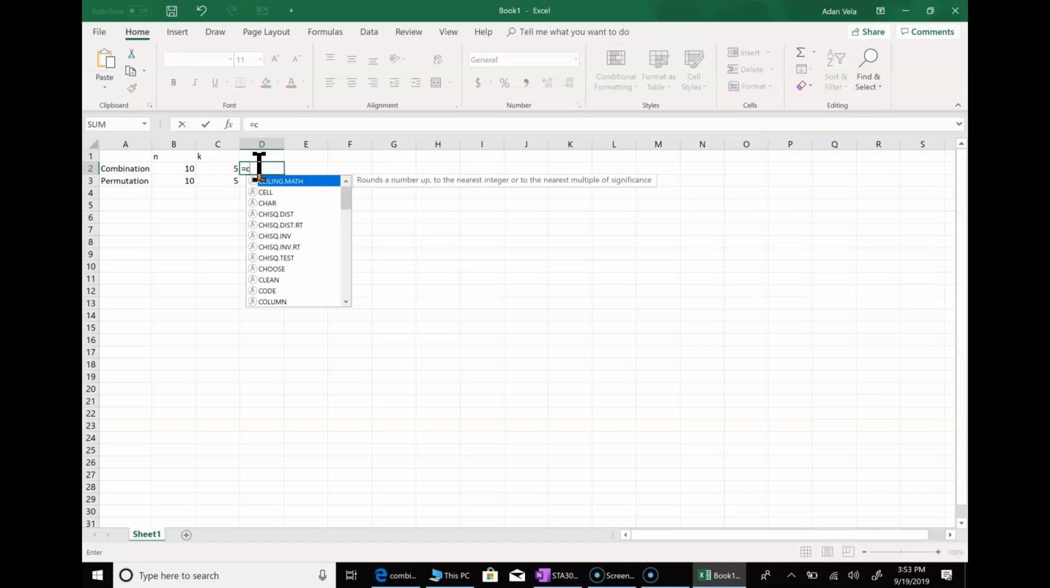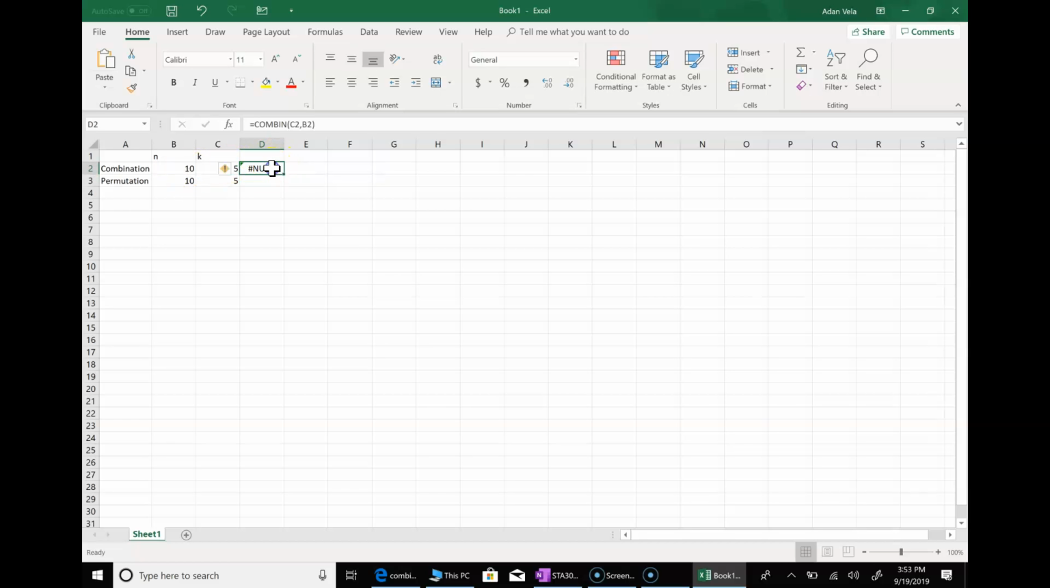All right, so let's see. I think the function was COMBIN. Oops, wrong order. There we go. Okay, that sounds about right. So what is permutations? Yeah, cool. There you go.